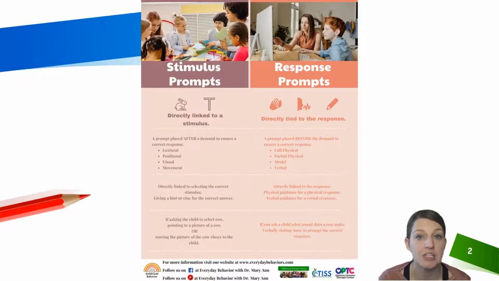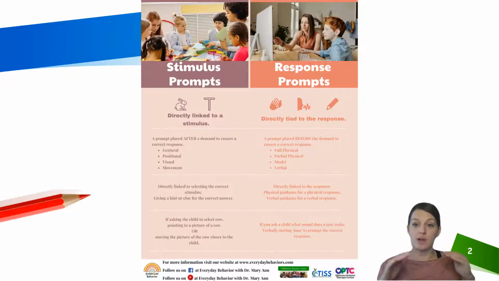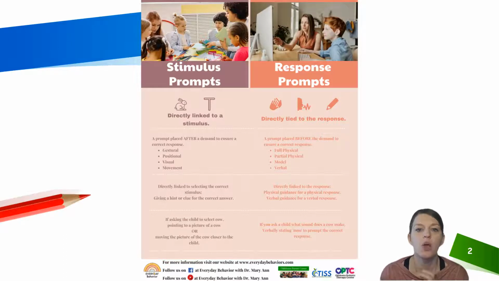So you may ask the child to select the cow. You may have a horse, a cow, and a sheep, and you want them to select a cow or point at cow. Maybe you're looking at a picture book and you want them to point to the cow. Or maybe it's moving the picture of the cow closer to the child, or if their hand is there, maybe you move the book so that their finger is right under the cow, okay?